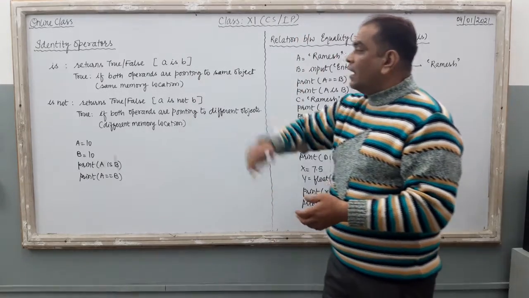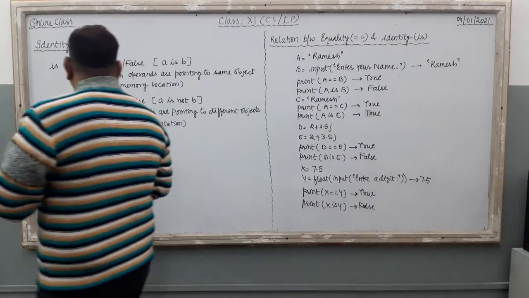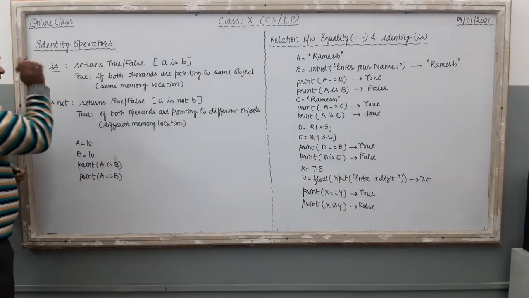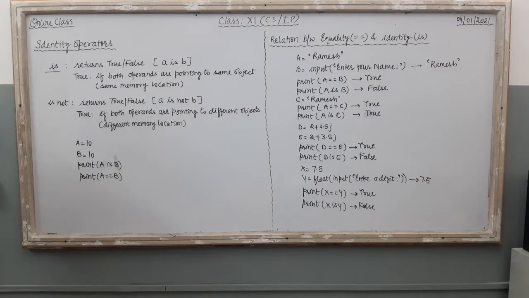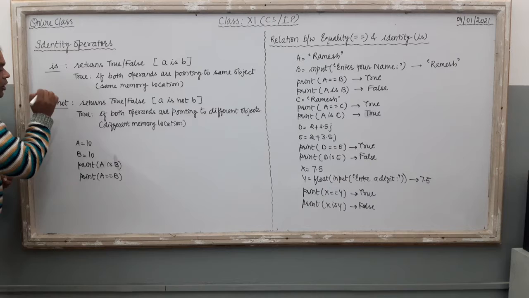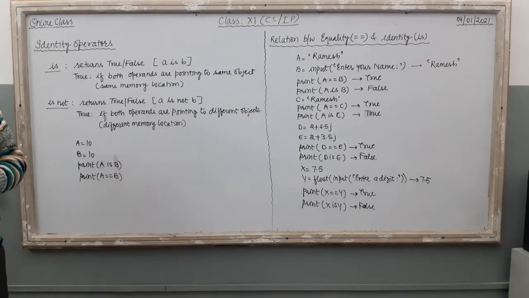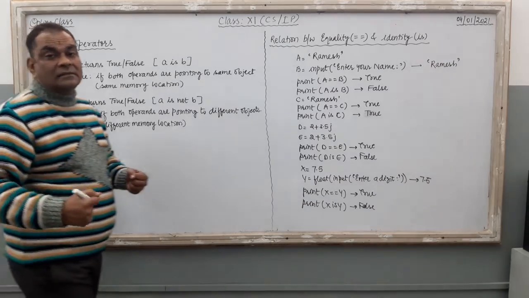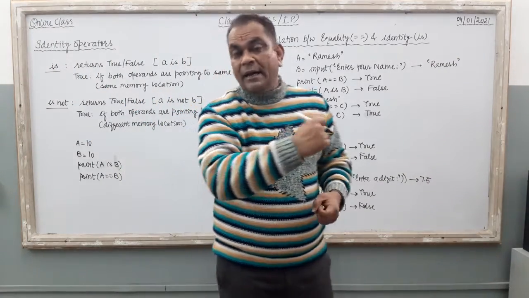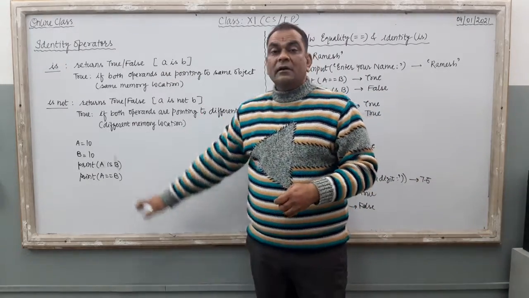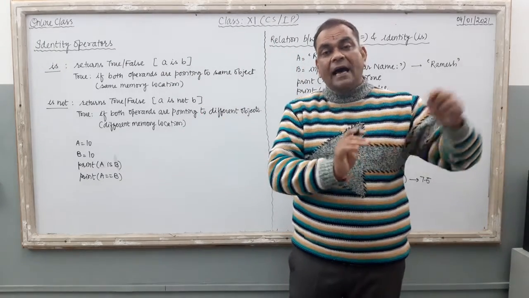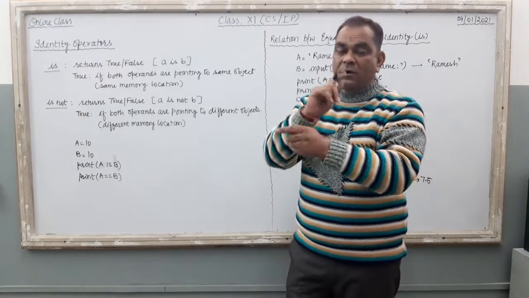Just see here, these two identity operators are: the first one is "is" in small letters, and the second one is "is not". One space is there in between is and not, "is space not". These two operators are under the category of identity operators. Right, now what is the result of these identity operators? These two operators will produce their result either true or false.